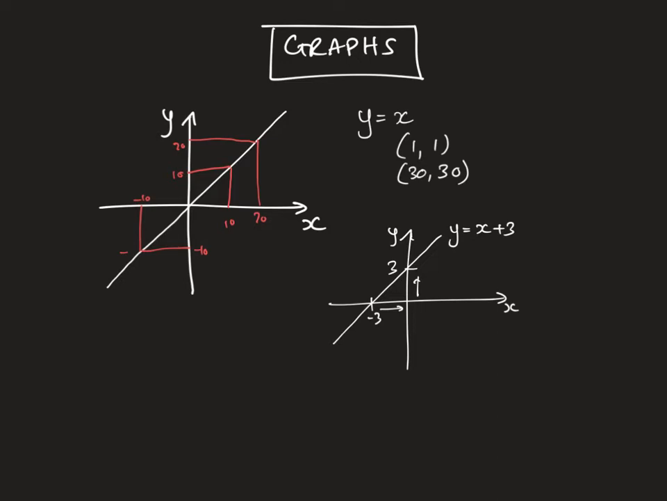Now we can see that the gradient of this line, the steepness of it, would be the same as the steepness of the y equals x. It's just the whole graph has been moved up by 3. Now I'm going to show you how you can actually draw these and how you can interpret these graphs.